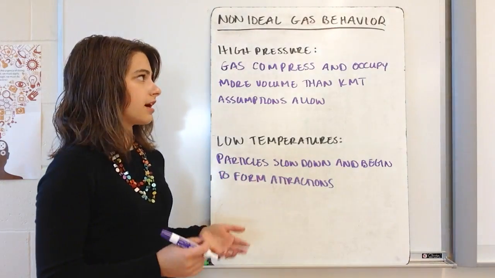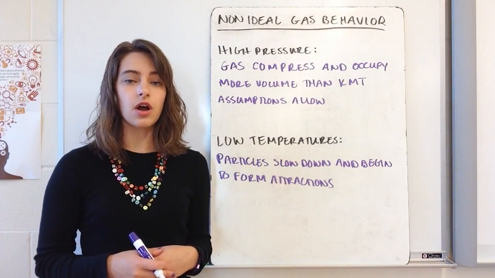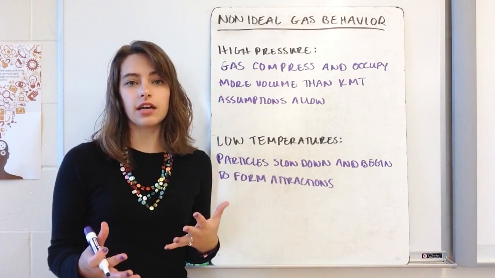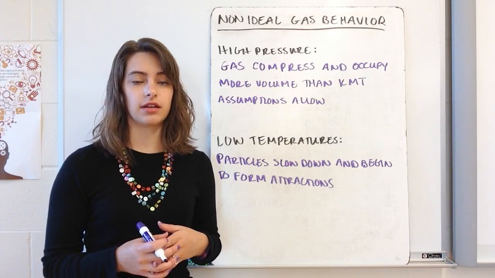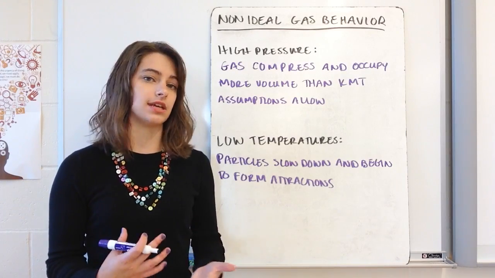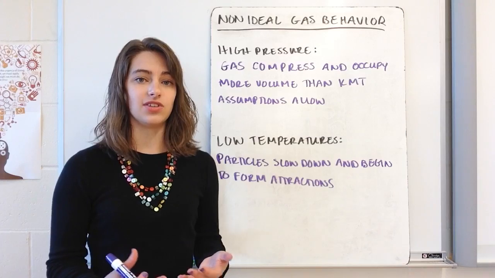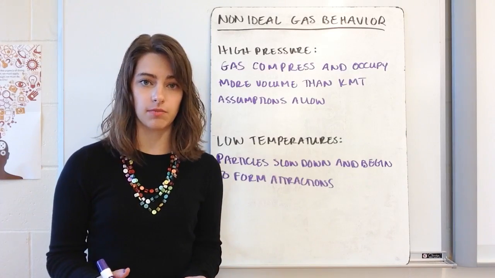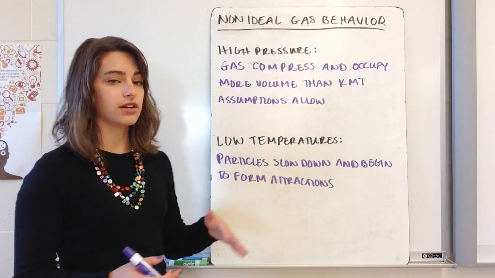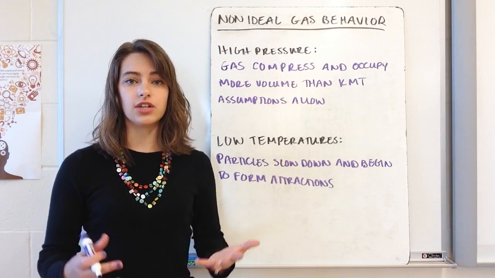So in these two scenarios, high pressure and low temperature, we're breaking some of those assumptions that kinetic molecular theory has us hold to in order to use the ideal gas law. This means that we need to use different equations to calculate pressure that involve these factors so that we can take these changes into account.